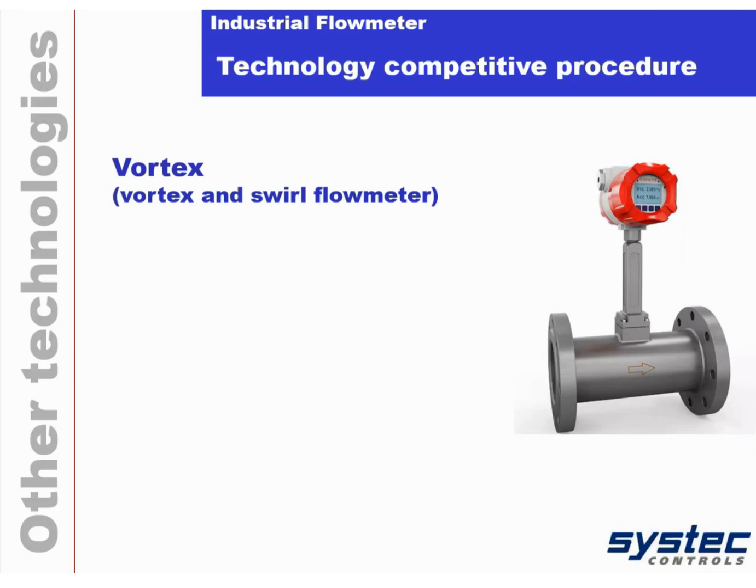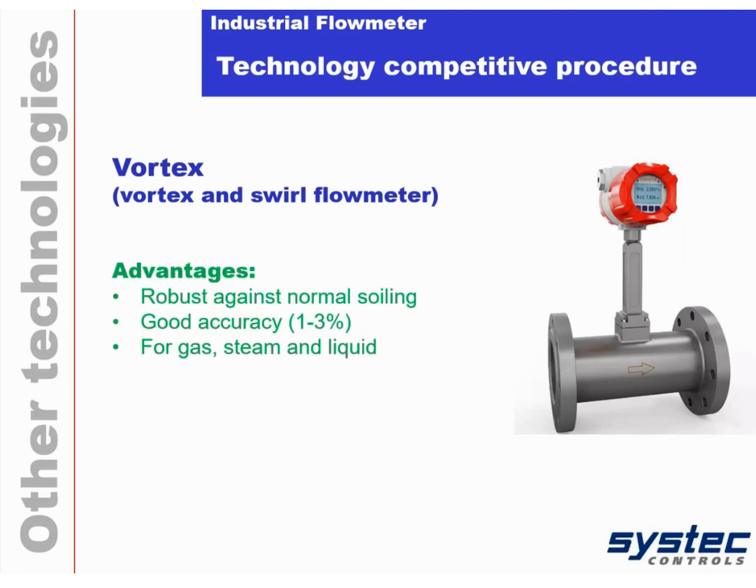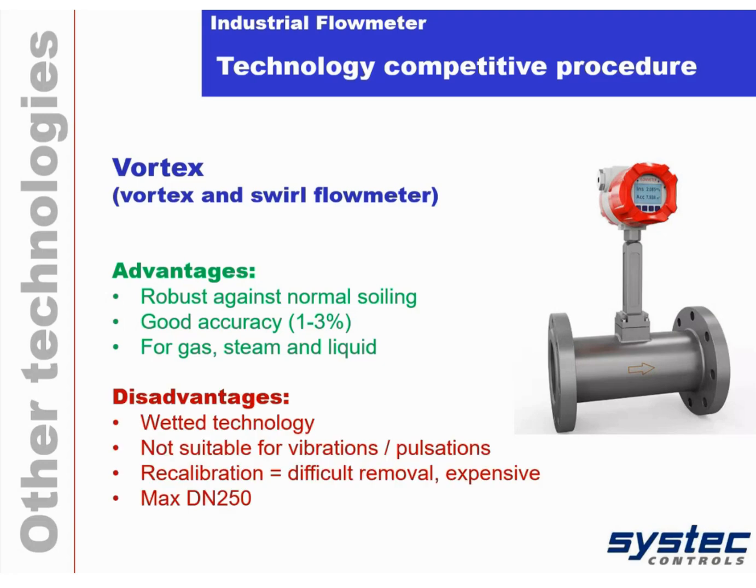Vortex, the same is true for swirl flow meters. Advantage, they are pretty robust against normal soiling. They also have a good accuracy, 1 to 3%, and you can use it as the DP measurement for gases, for steam, for liquids. Disadvantage, it's also wetted technology. It's not very well suitable for vibrations or pulsations because the vortex is in the region of machine vibration. So if you have machine vibration and pulsations, these meters might be disoriented. For recalibration, you need to remove the complete meter, which is sometimes not so easy, and it's more expensive. And typically vortexes are produced up to DN 250, so not for big diameters.